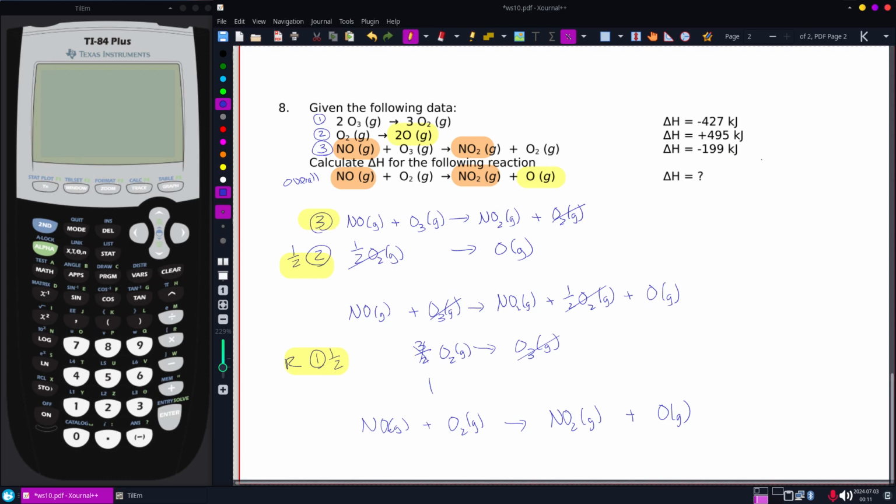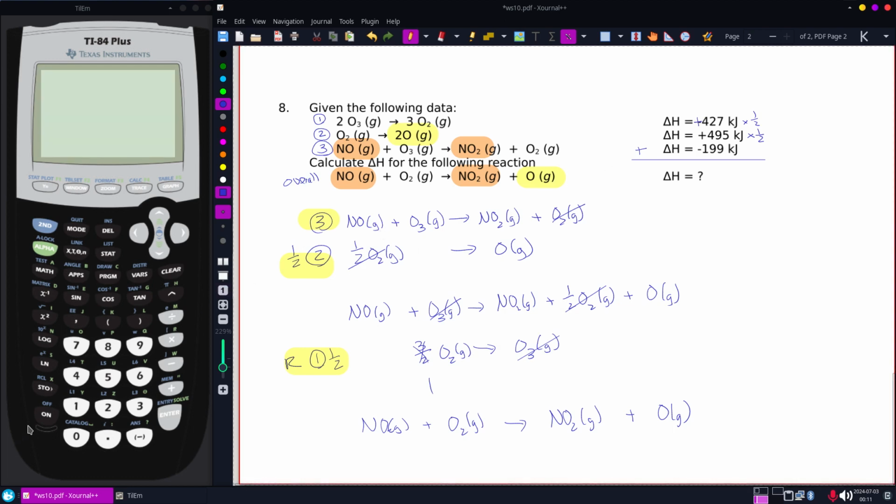So we are going to be able to just add these up to get our new delta H, but I have to repeat what I did here. So equation 3, I'm not doing anything because I didn't do anything to equation 3. But since I multiplied all the coefficients in equation 2 by 1/2, I'm also going to multiply this by 1/2. I did the same thing on equation 1, so I'm multiplying it by 1/2. But since I reversed it, I'm flipping the sign of this.